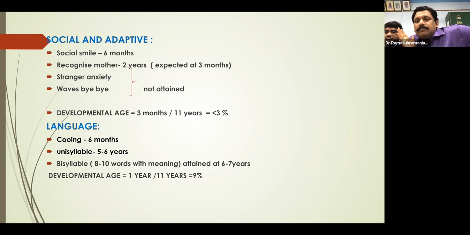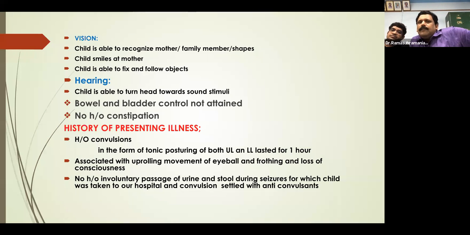And your developmental age here should be 1.5 years instead of 1 year. That's one small correction you can make. So according to you, the language milestone is somewhat better compared to the motor and other things, but practically all the milestones are affected very adversely. You can proceed. So vision, the child is able to fix and follow objects even with this. Okay, fine.